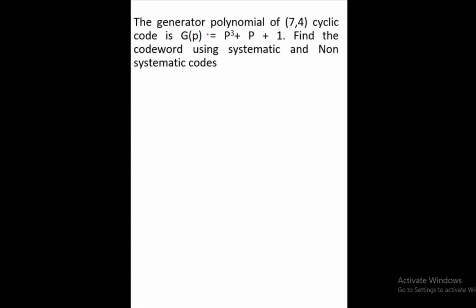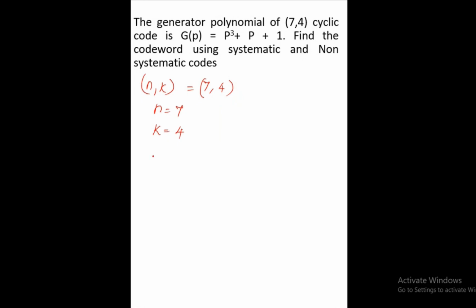Now this is the question they will give you. The generator polynomial of a (7,4) cyclic code is g(p) equal to p cubed plus p plus 1. Find the code word using systematic and non-systematic code. Whenever the question is given, I told you cyclic code is a type of block code. Block code representation is always n comma k. In your question it is 7 comma 4. From that you can identify n is equal to 7 and k is equal to 4.